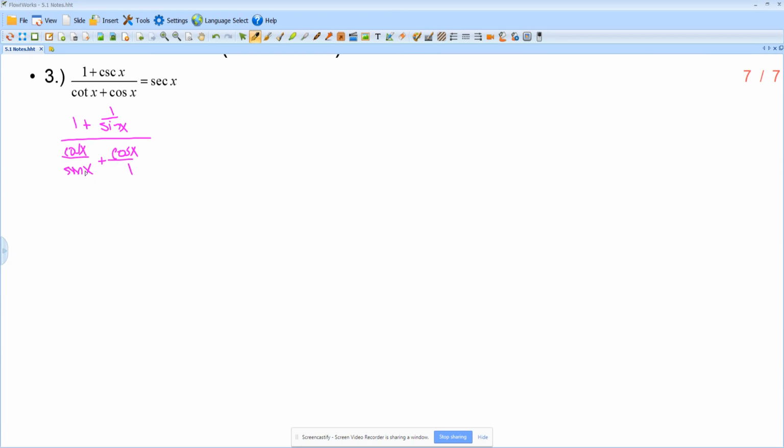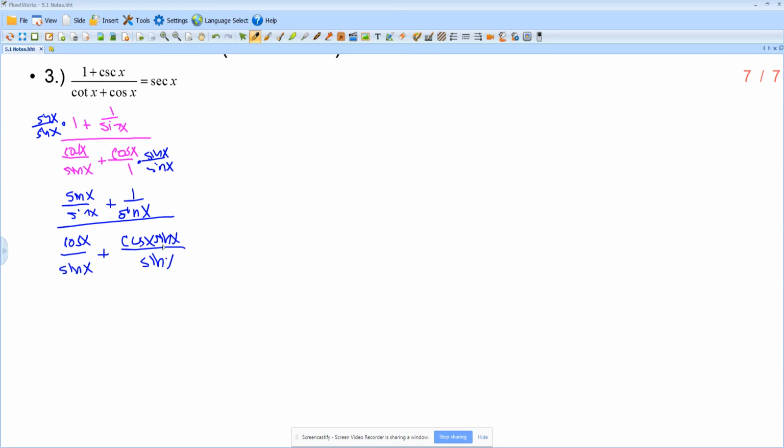What I've realized is 2 of them have a denominator of sine. So what I'm going to do is get everything to have a denominator of sine. So I'll multiply by sine over sine here, and I'll multiply by sine over sine here. Now I'm not multiplying to the whole numerator and whole denominator, just to these individual terms to rewrite them. So now this becomes sine x over sine x plus 1 over sine x, over cosine x over sine x, plus cosine x sine x over sine x.